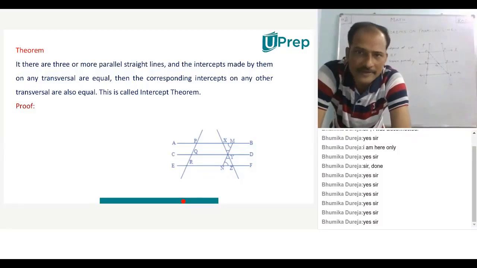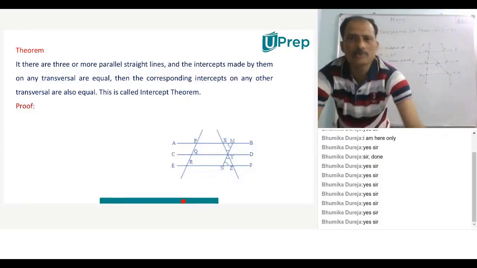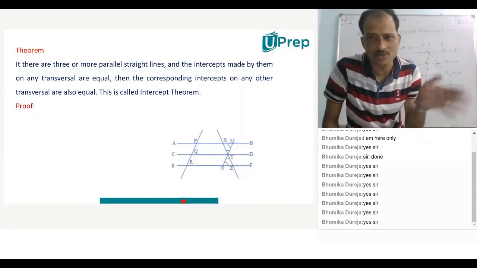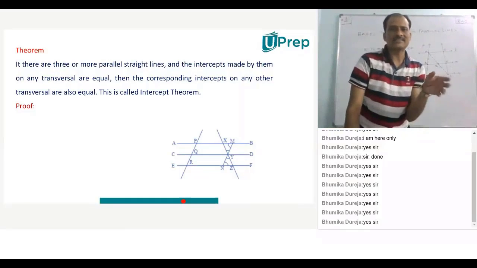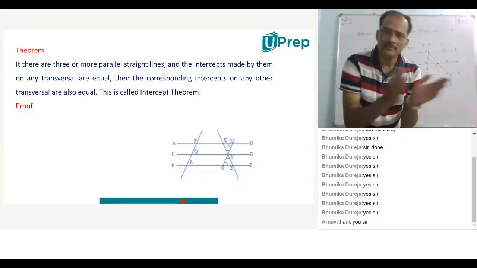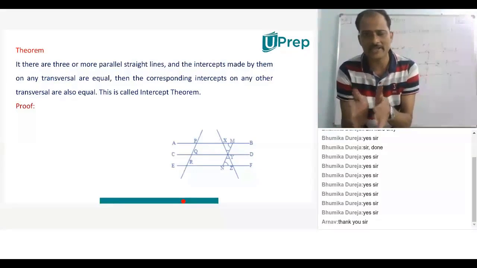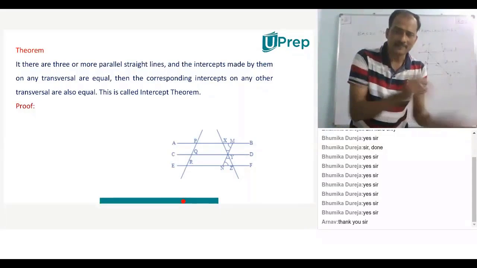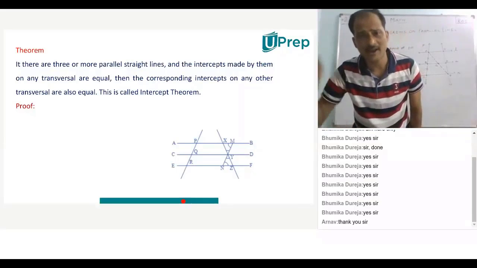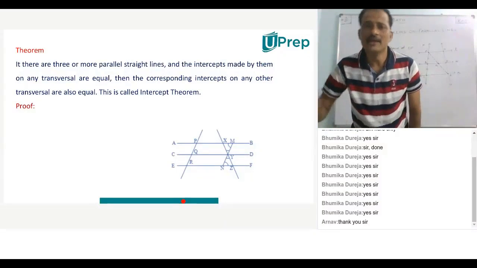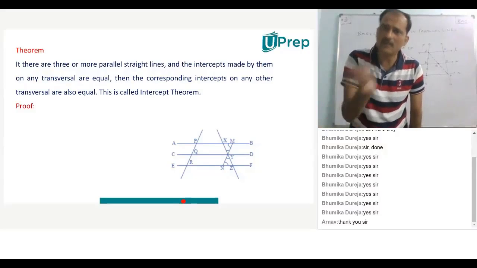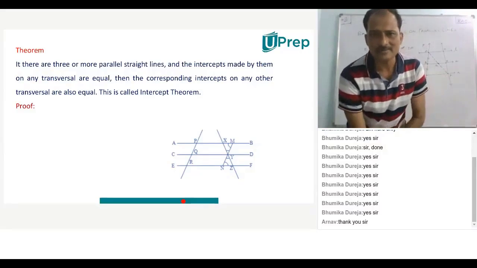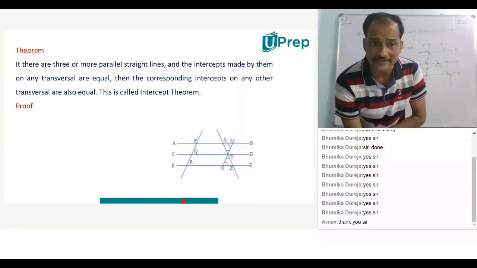Yes, sir. Right. So today we have discussed basic theorems on angles and basic theorems on parallel lines. If two lines are parallel, then co-interior angles are supplementary. If co-interior angles are supplementary, then the lines are parallel. If lines are parallel, alternate interior angles are equal. If alternate interior angles are equal, lines are parallel. Then we discussed the intercept theorem. These are the basic theorems on parallel lines.